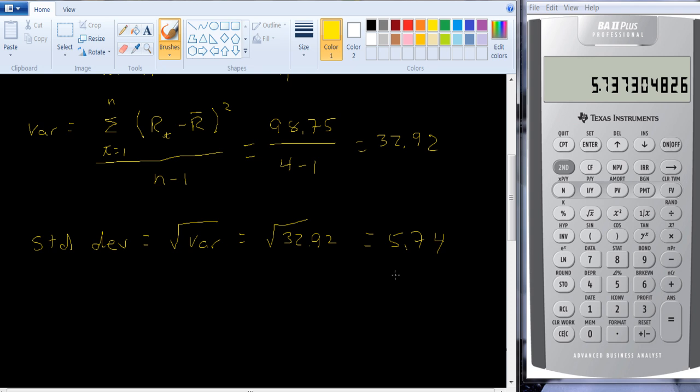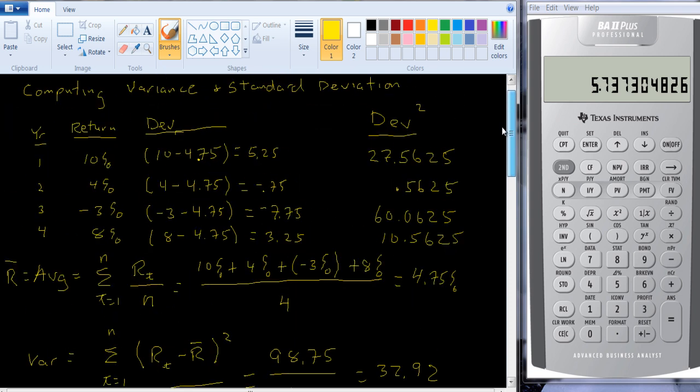So this is a good measure of risk, and we use it a lot in finance. It's a pretty straightforward calculation. The best way to do it, especially if you're taking an exam, is to set up a table like this. It's much easier to work across and to see what you're doing and to do the calculations.